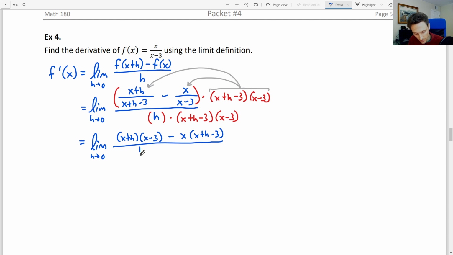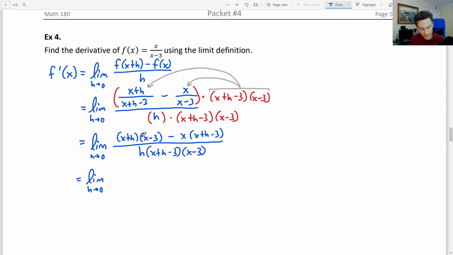Now in the bottom, our goal is to cancel off that factor of h. So we want to leave the bottom factored. We don't want to mess things up and just start distributing everything. We could distribute these two, but that's really an unnecessary step. Our goal is to cancel off that factor of h. That's our primary goal.